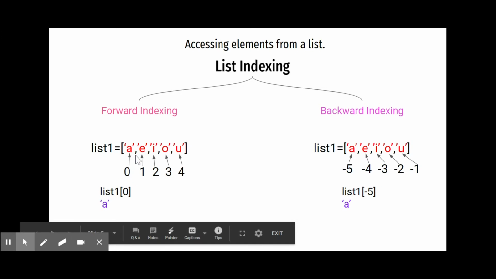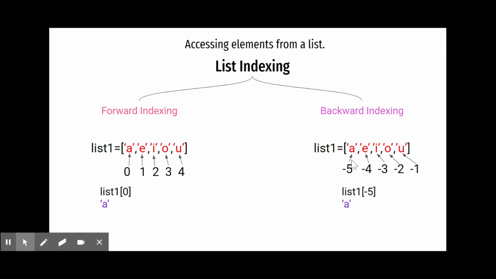Here the indexing starts from left. So A will be 0 and the next position will be 1, 2, 3 like that. Whereas here the indexing starts from right and it uses negative numbers. So -1, -2, -3 like that. I can access elements either using forward indexing or backward indexing. Supposing I want to access A, I can say list 1 of 0 and it'll give me A. If I want to access the same element using backward indexing, I can say list 1 of -5 and it will give me A. So here we are basically using the index. These are called the index for the particular element.